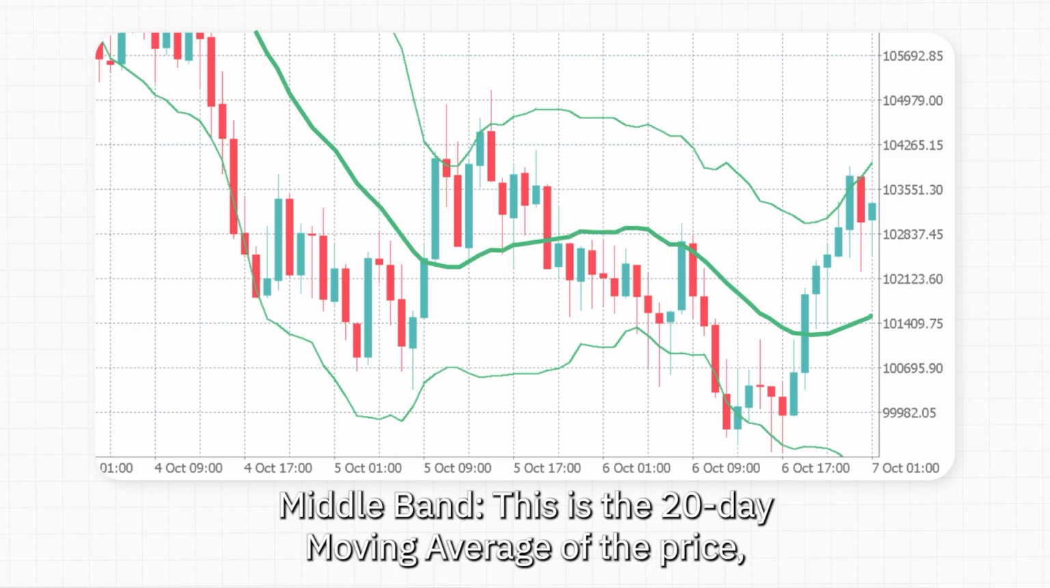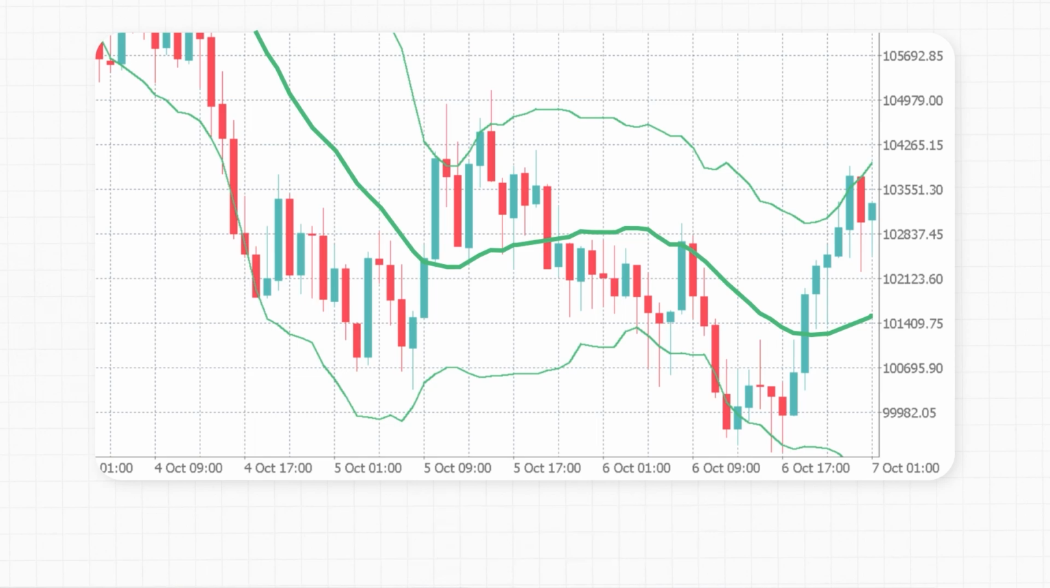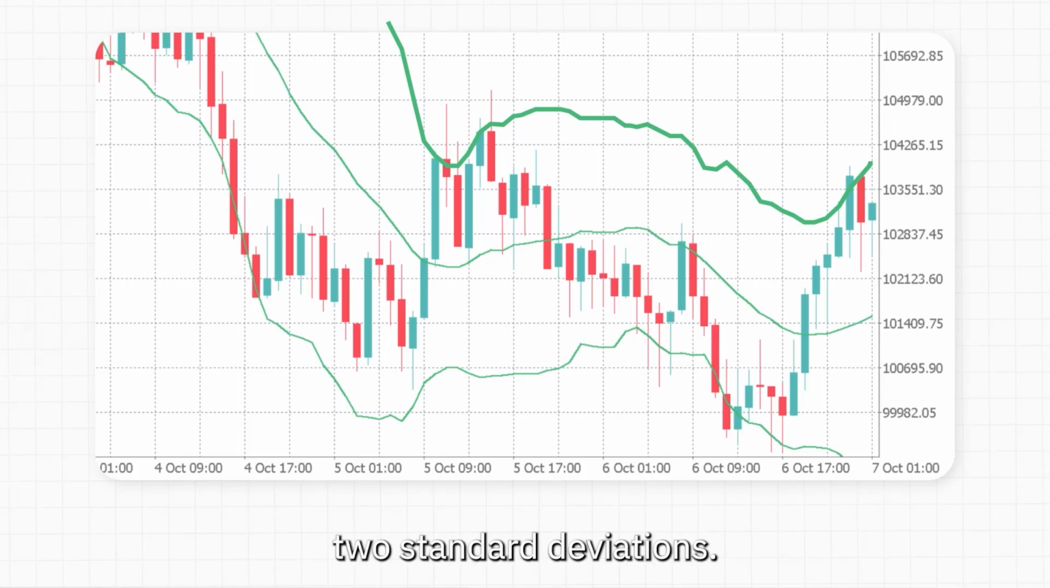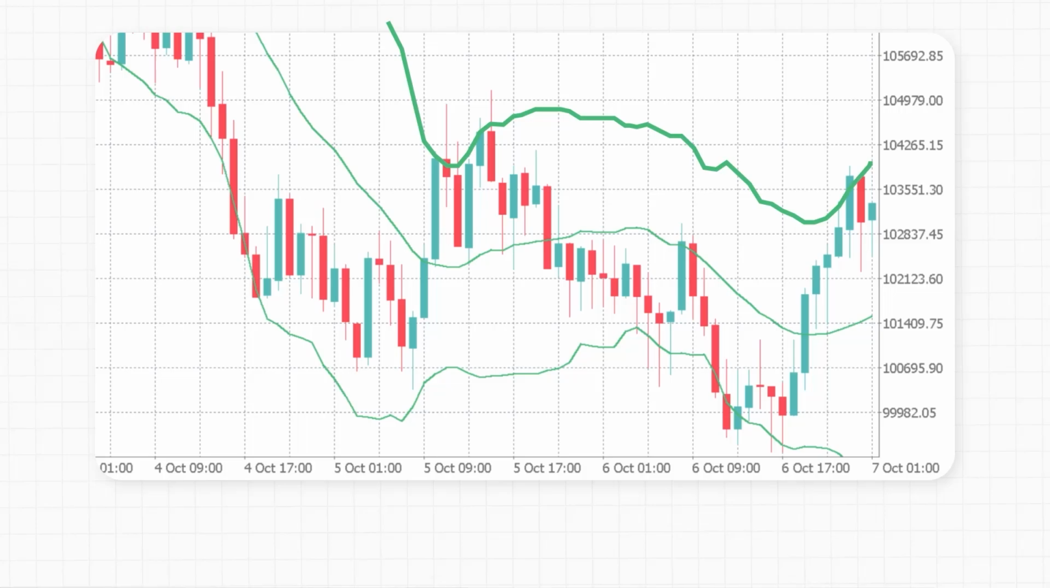The middle band. This is the 20-day moving average of the price, showing the average price over the last 20 days. The upper band. This line is above the middle band and is calculated by adding two standard deviations. It helps show the potential upper limit of price movement.